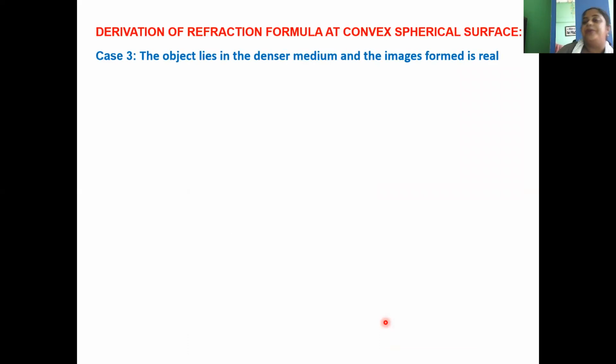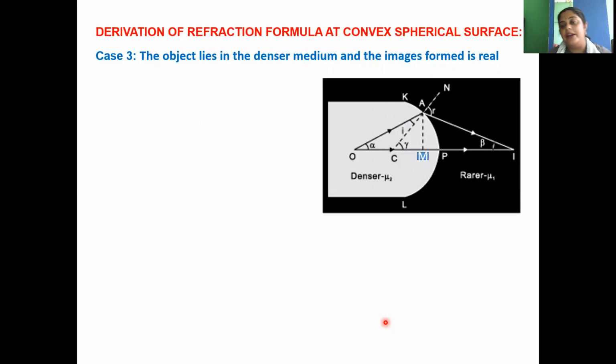Now we'll discuss case 3. In this case, the object lies in the denser medium. In the first two cases, we discussed the object lying in the rarer medium. Now we'll discuss the object lying in the denser medium and the image formed is real. Let's see the ray diagram here. In this ray diagram, you can see KPL is the refracting surface, a convex refracting surface. Here the point object lies in the denser medium. And what is I here? I is the real image formed.